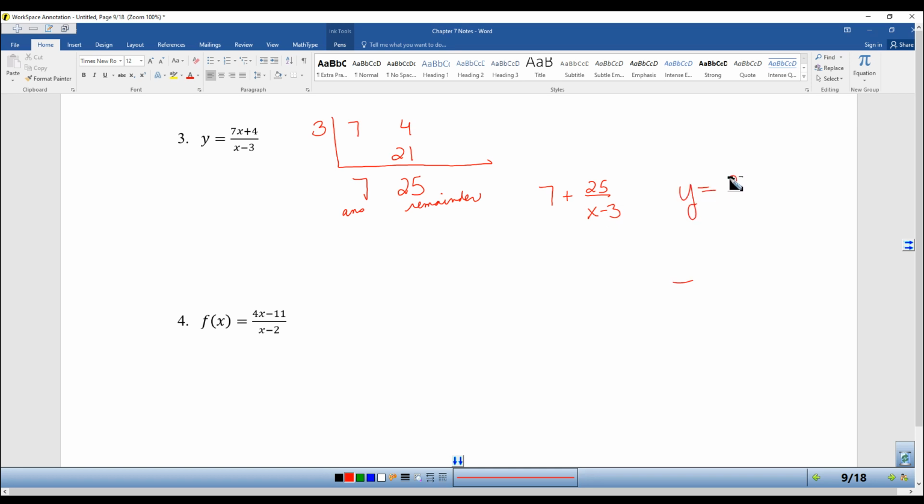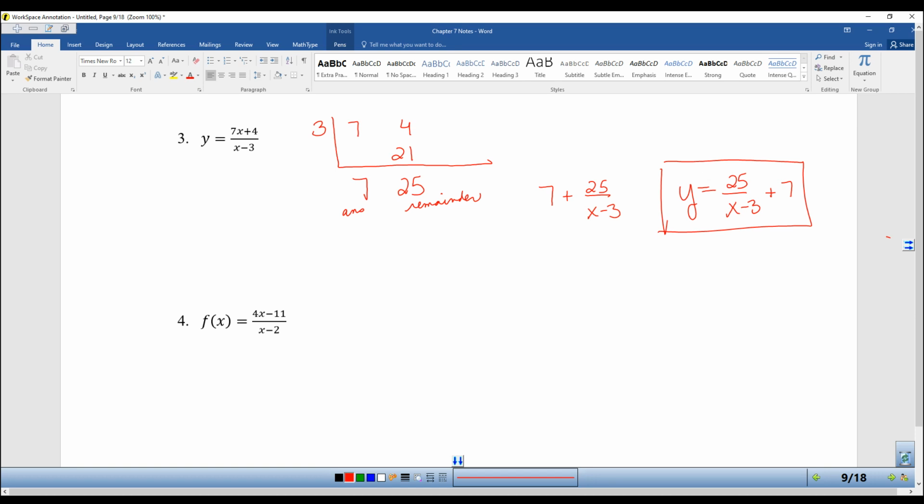This is a good example of when this is definitely not easier to graph. You're moving it up 7 and to the right 3, but you have to deal with that 25 when you make your table, which could be really challenging. So not my choice, but something that I wanted to make you aware of.